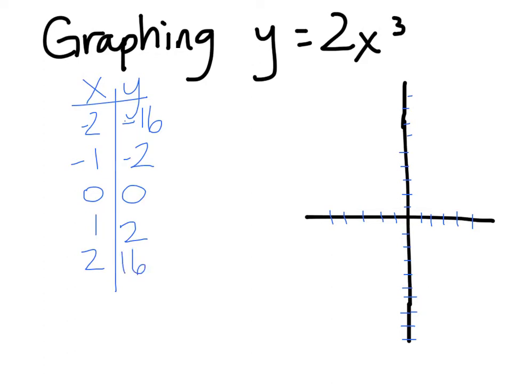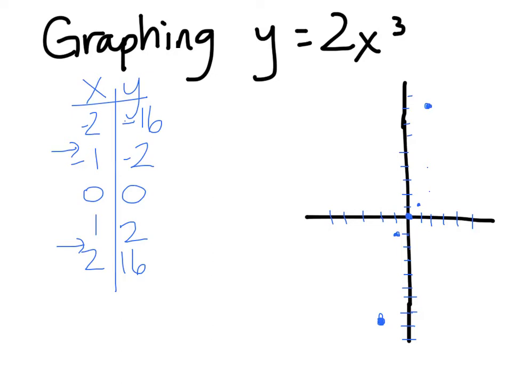If I plot those, I can either choose to plot some points in between, like between 1 and 2 and negative 1 and negative 2, or I can plot these and count by 2's on my graph. So I'm going to count by 2's. For my first point, I'm going to go negative 2, negative 16, but I'm only going to go down to negative 8 because I'm counting by 2. Negative 1, negative 2. 0, 0. 1, 2. And 2, 16.